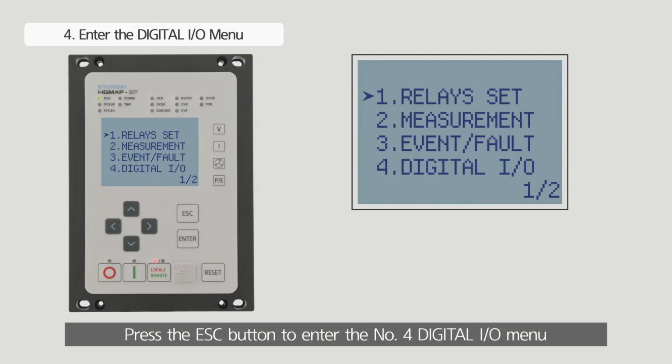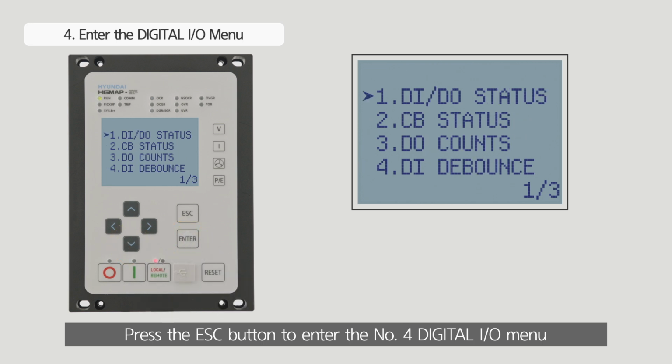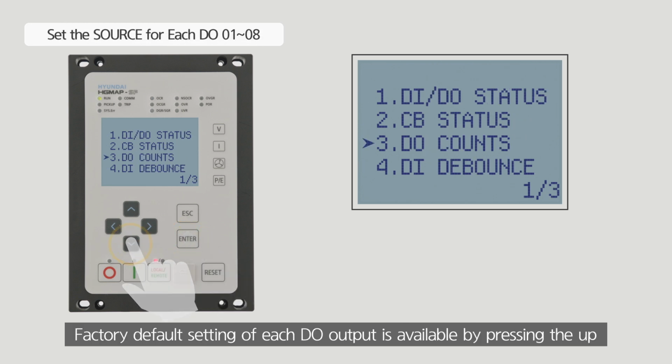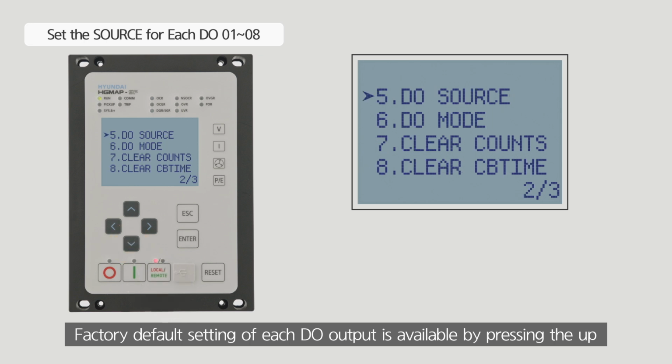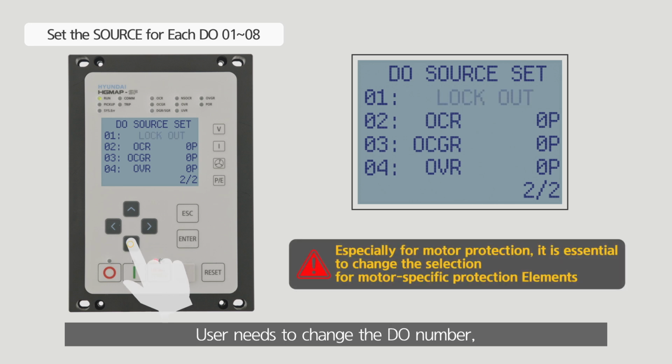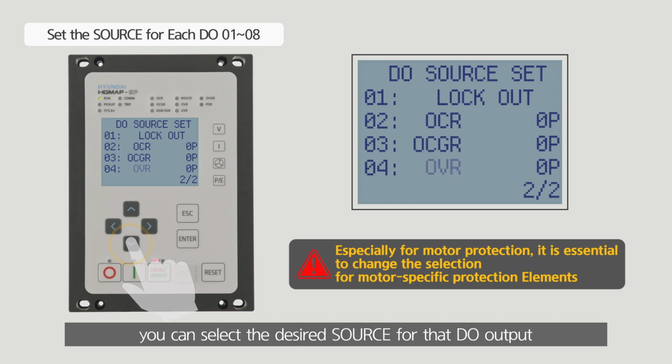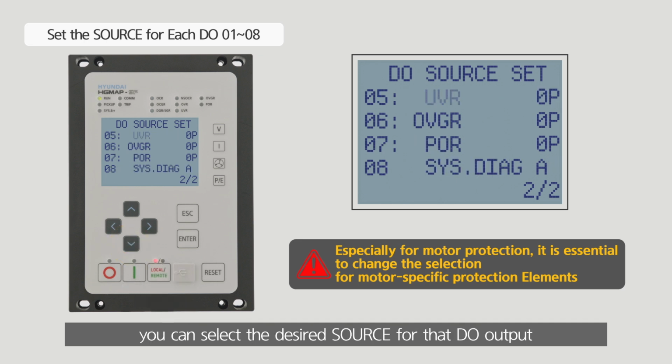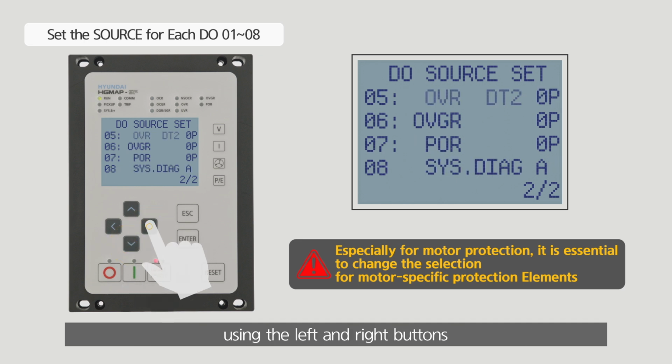Press the ESC button to enter the number 4 digital I/O menu. Factory default setting of each DO output is available by pressing the up and down buttons to access number 5 DO. User needs to change the DO number. Select the desired source for that DO output using the left and right buttons.